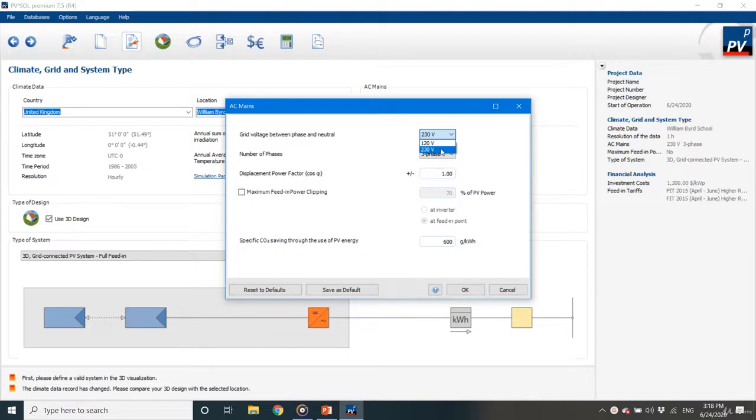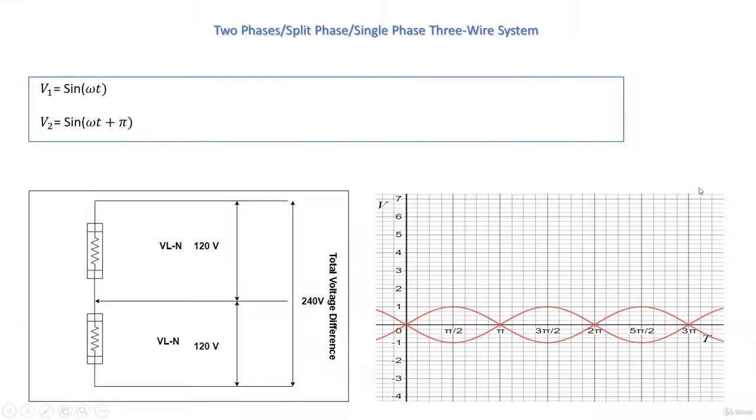You can choose a number of phases, and I know that some might ask about what is split phase. So split phase is a two phases voltage system. It consists of two phases that are shifted by pi or 180 degrees. Here we can see 120 volt split phase system with line to neutral voltage equal to 120 volt and total voltage difference of 240 volt across the two phases.